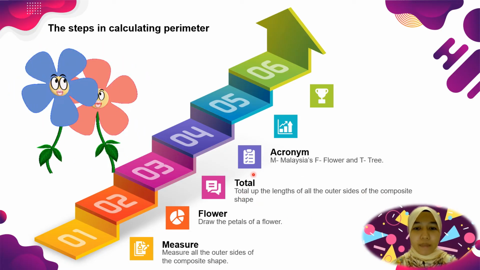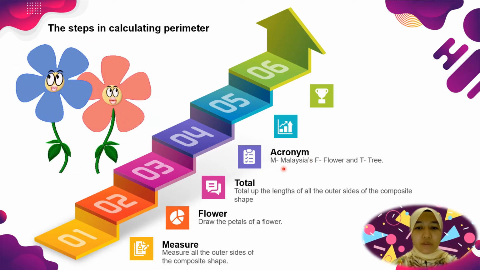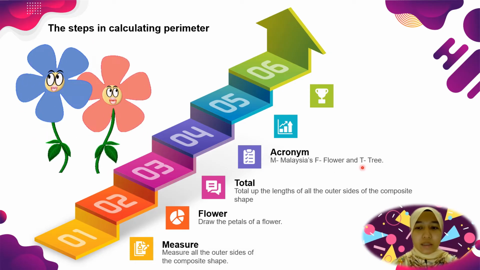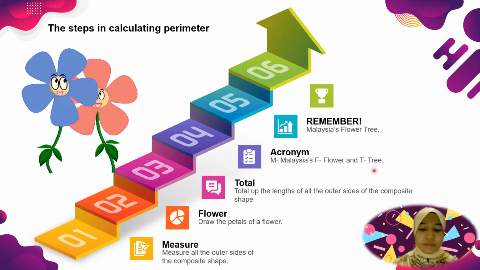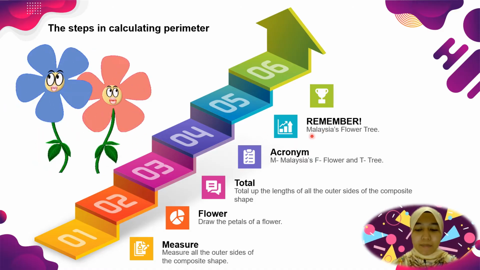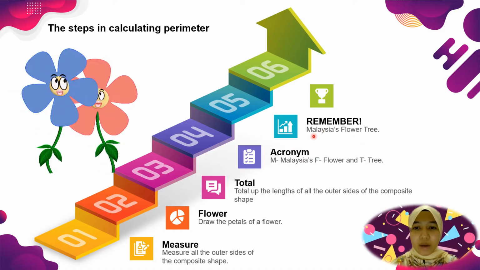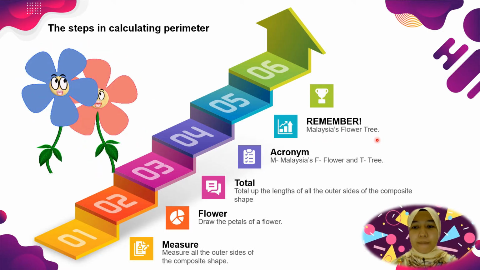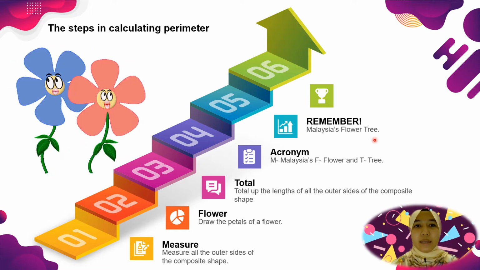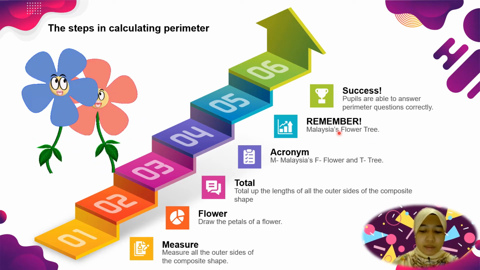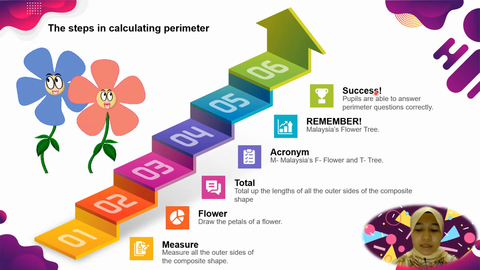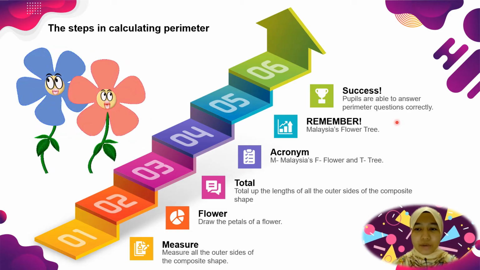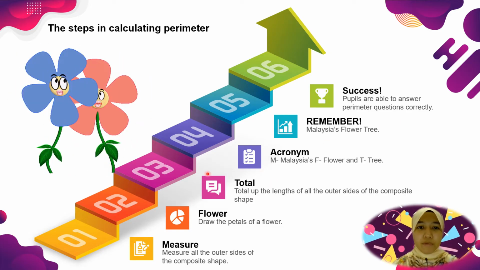The fourth step is acronym. M stands for malicious, F stands for flower, and T stands for tree. The fifth step is malicious flower tree. I want you to remember malicious flower tree because this is the most important step in calculating perimeter. The last step is success. Now, pupils are able to answer perimeter questions correctly by following these helpful steps.